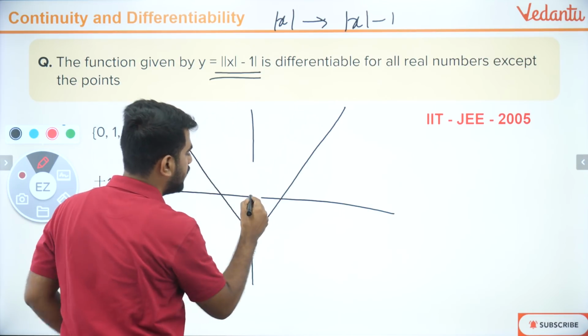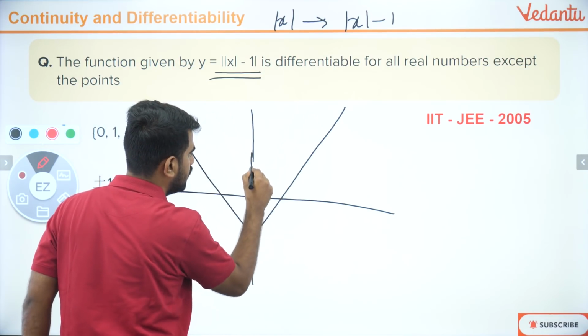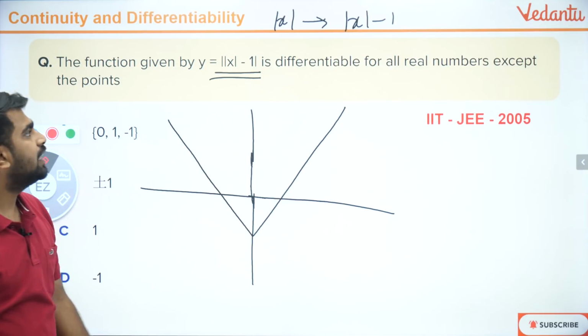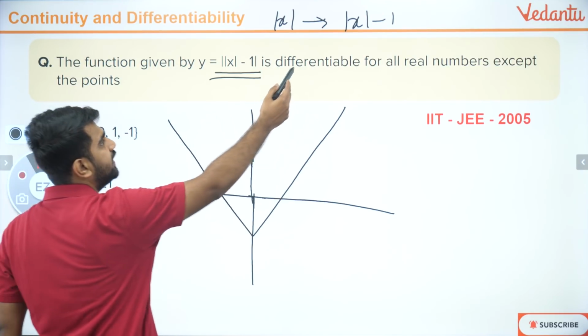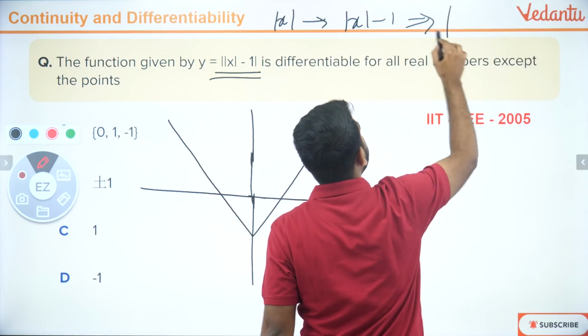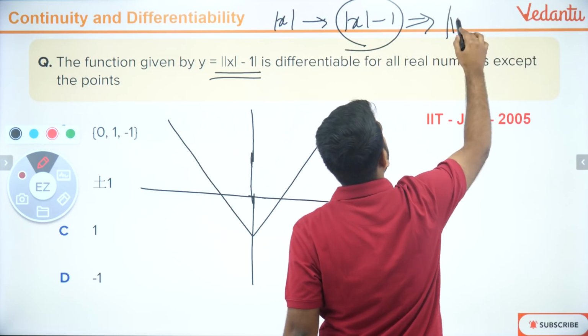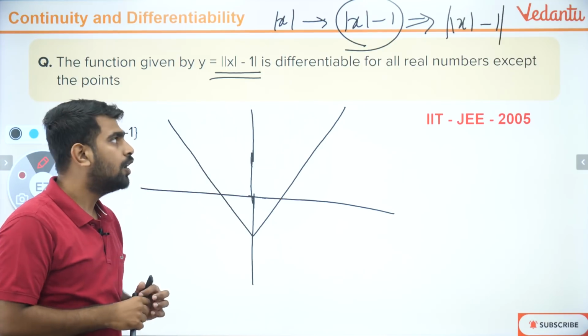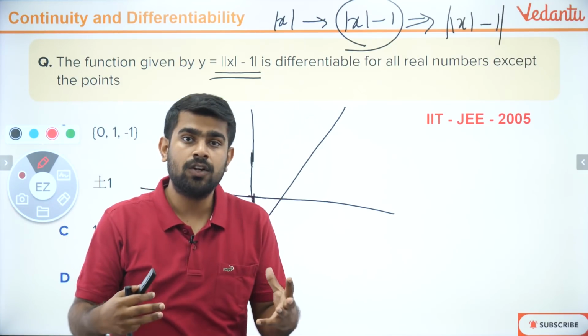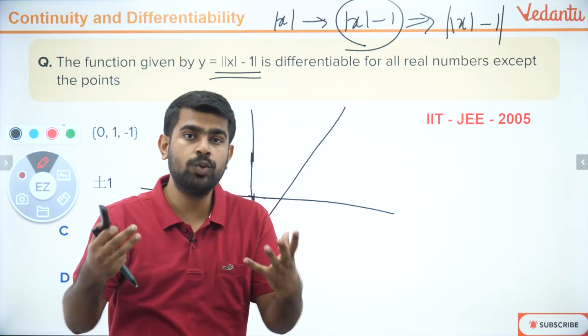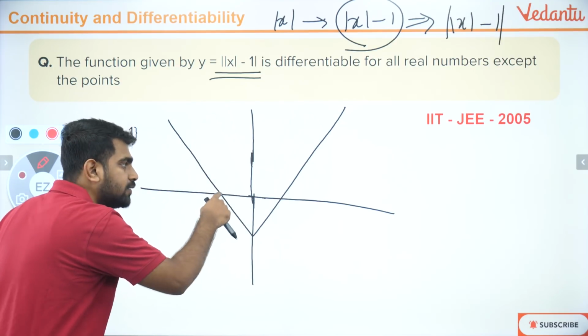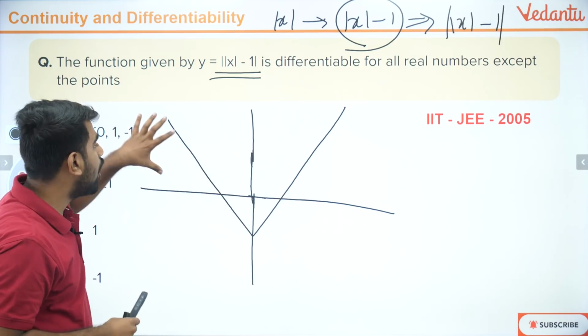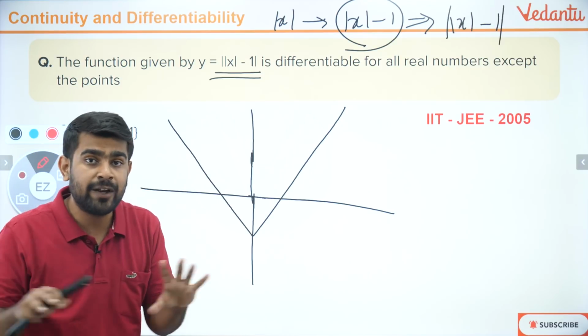Okay. So this is my final graph. Now we know that my answer will be modulus of whatever I have here. So mod of mod x minus 1. So when I take mod of this, what happens? What is the operation of modulus, what does it do? It makes whatever is negative positive, and whatever is already positive, I will not affect it.